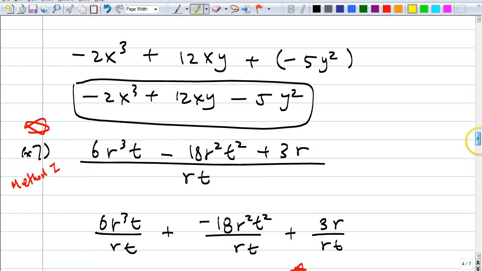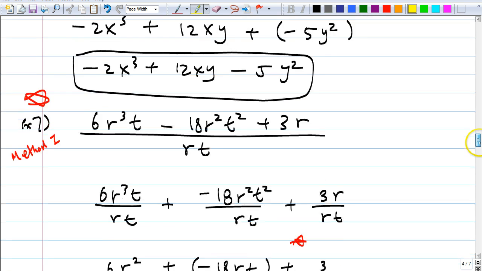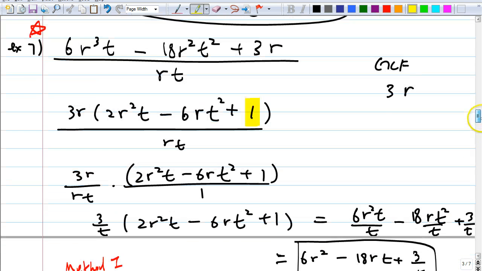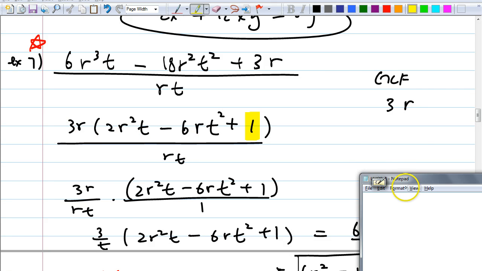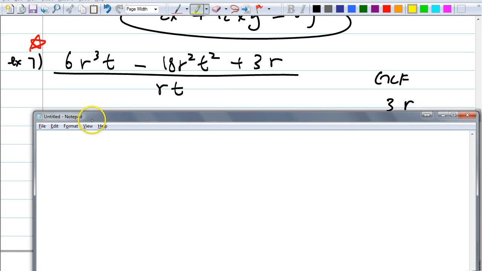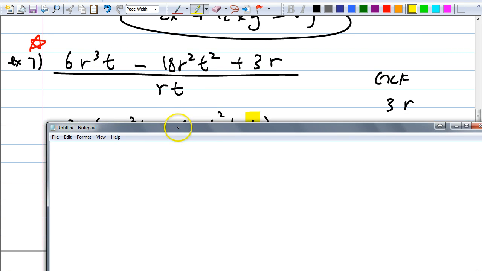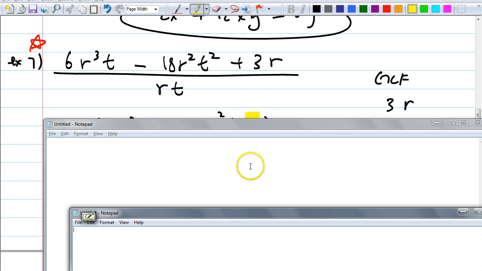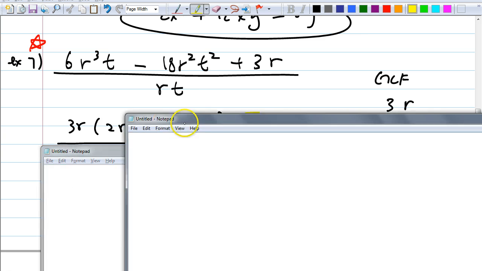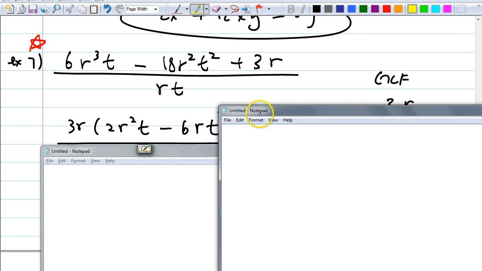Let's look at method 2 on this one. Okay, here. So method 2, I look for my GCF. Audrey, is this what you did? 3R? So tell me what to write. Once you have the GCF as 3R, what do you get on the numerator? 3R times 2R squared. Wait, 2R squared, what about T? Oh, 2R squared T. Minus 6RT squared. Good.